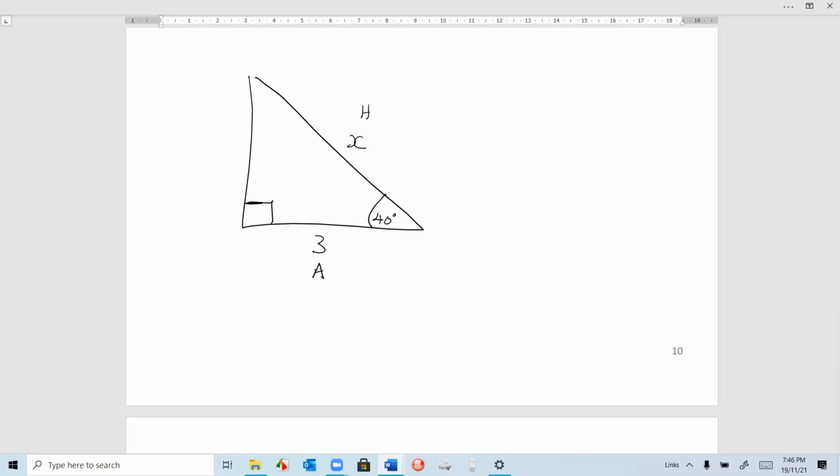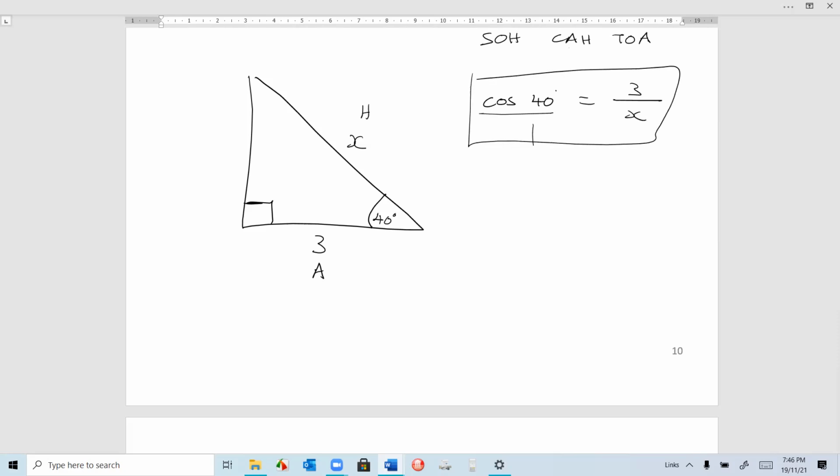So we know from trig, SOHCAHTOA, the adjacent and the hypotenuse are represented with the cos. So I can say cos 40 is equal to adjacent over hypotenuse, which is 3 over X. And from here, I can solve for X by cross multiplying.